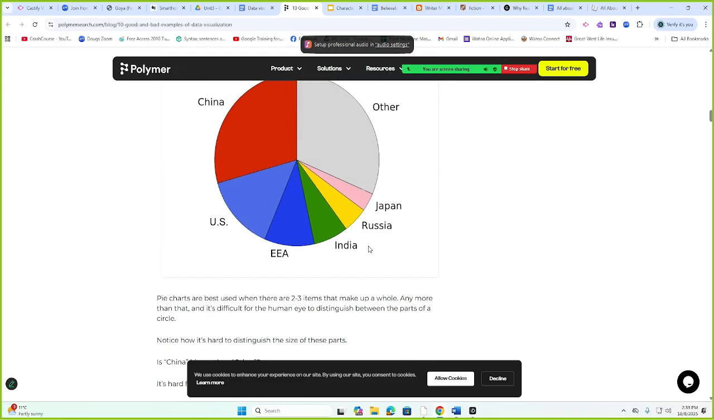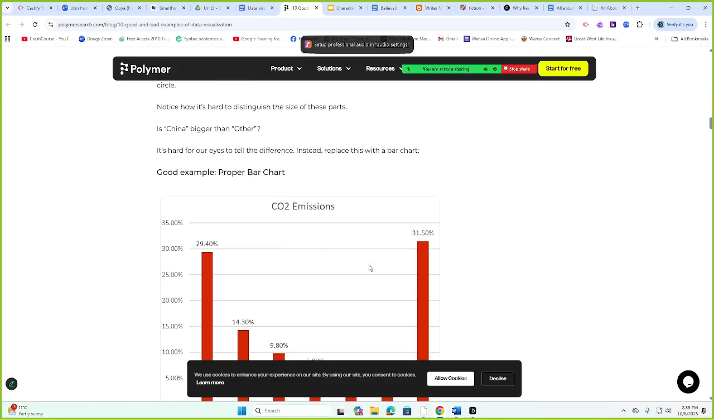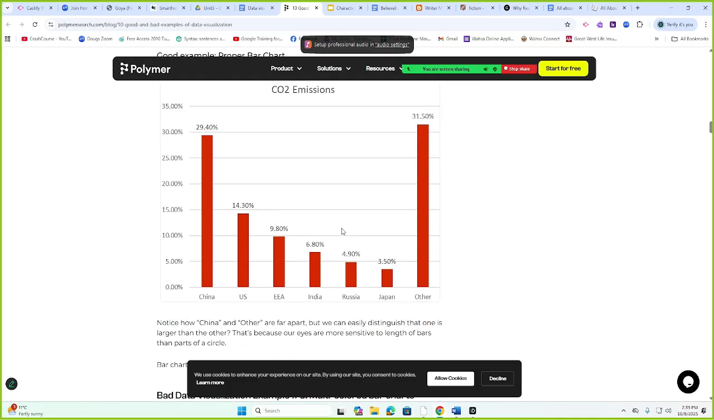So instead of this chart, we would want to replace it with something like this below, which is a proper bar chart. And we can see how easy it is to compare the CO2 emissions of these different countries now.